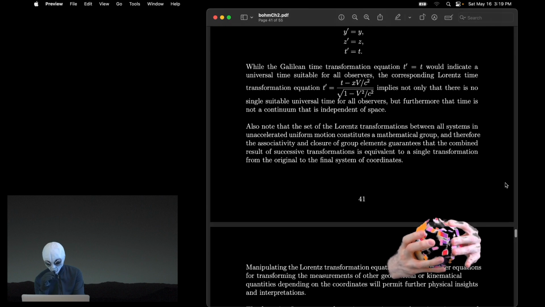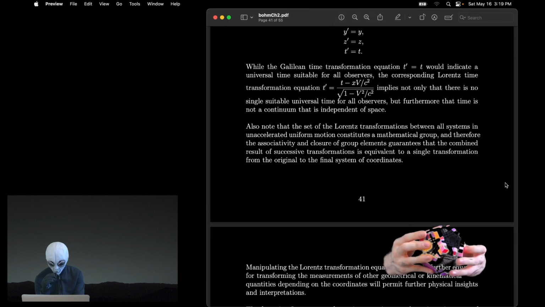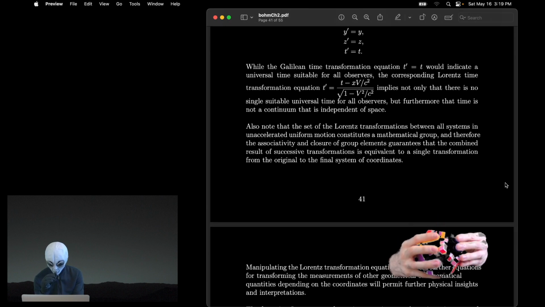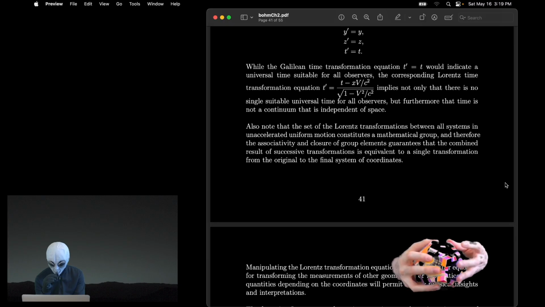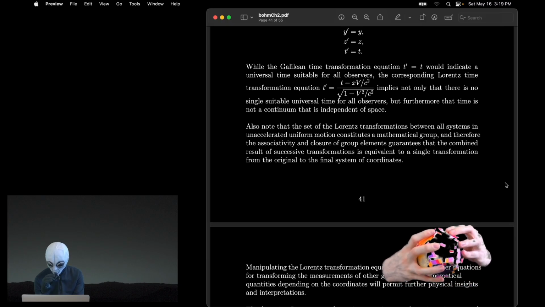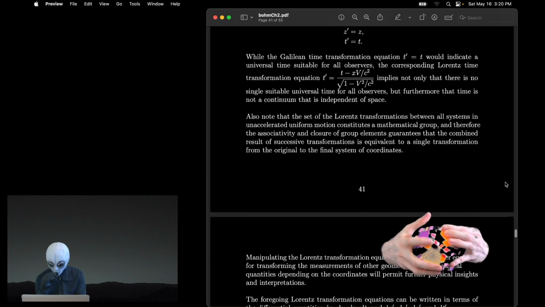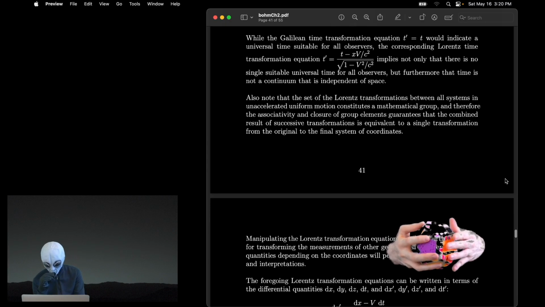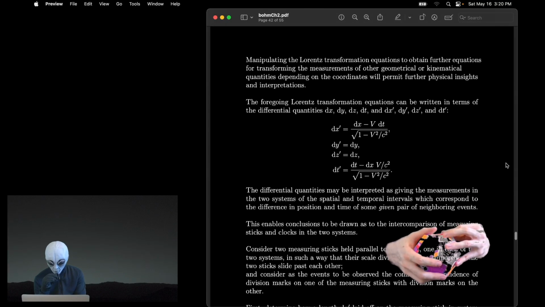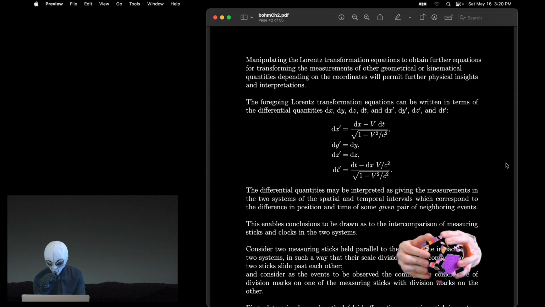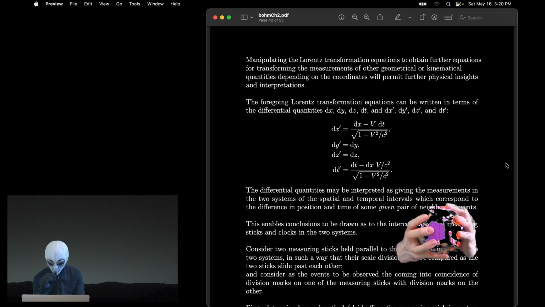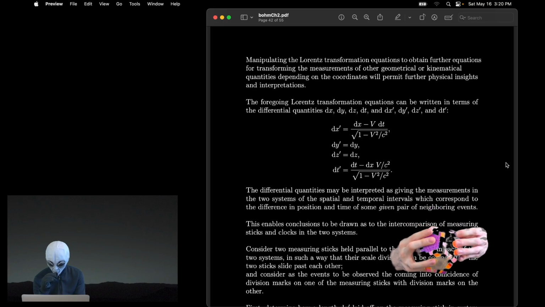Also, note that the set of Lorentz transformations between all systems in unaccelerated uniform motion constitutes a mathematical group, and therefore the associativity and closure of group elements guarantees that the combined result of successive transformations is equivalent to a single transformation from the original to the final system of coordinates. Manipulating the Lorentz transformation equations to obtain further equations for transforming the measurements of other geometrical or kinematical quantities depending on the coordinates will permit further physical insights and interpretations.